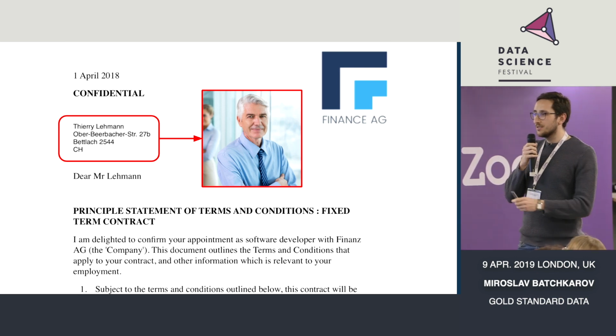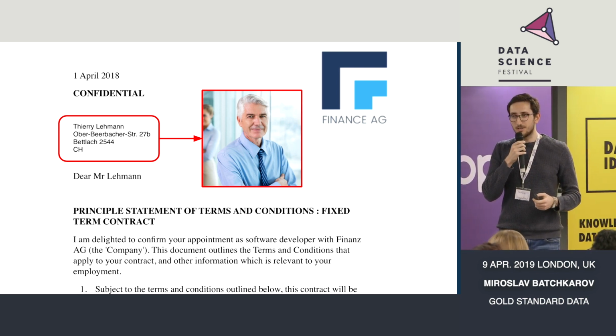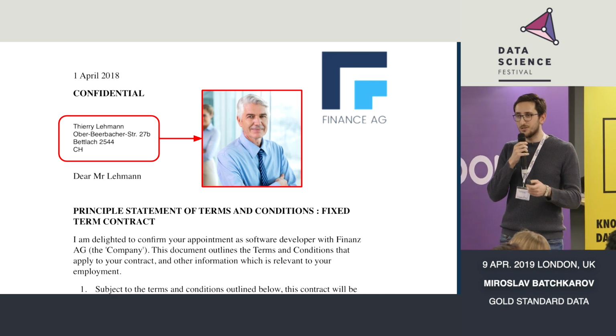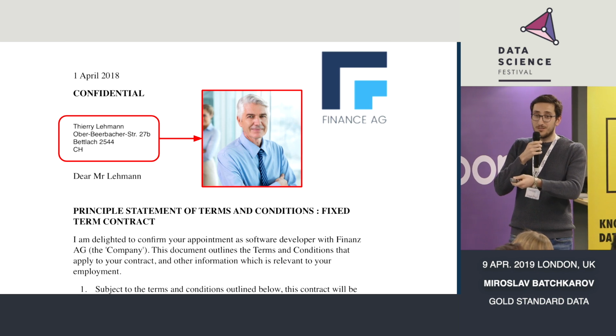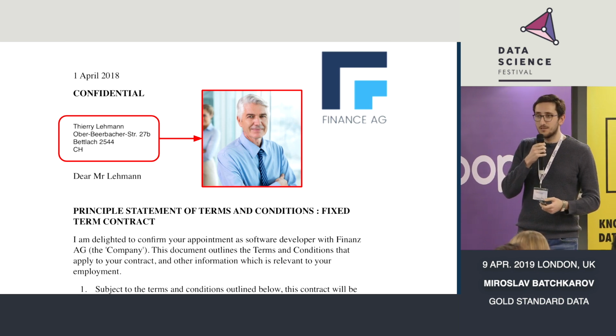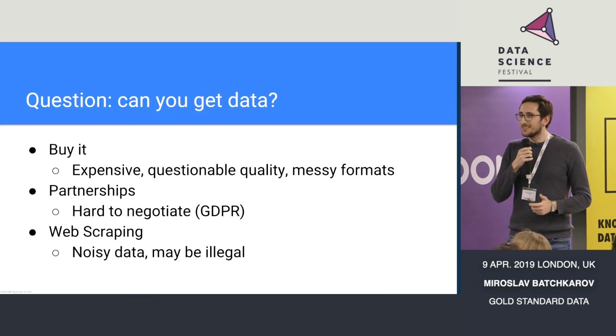So what we're after is, given a document, find the address, structure the address, make sense of it, and then match it to an address that the user put in when they signed up in a potentially different format, without any false positives, because that would be really, really expensive for us.